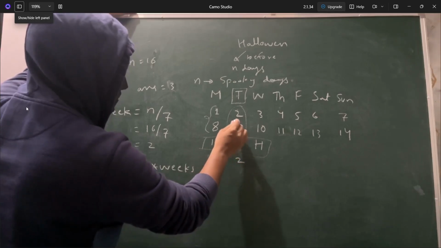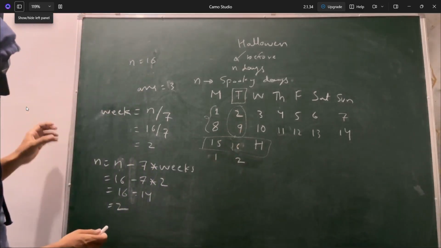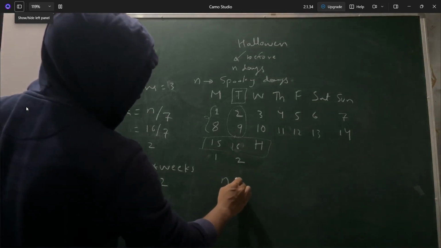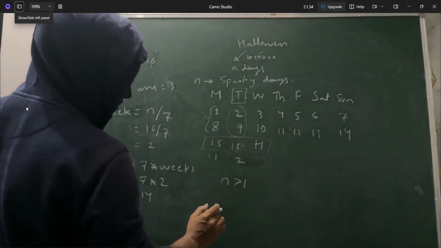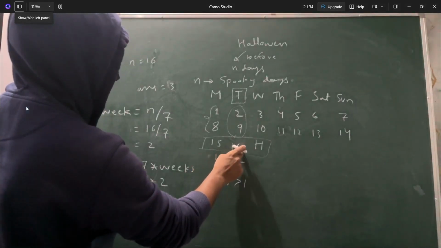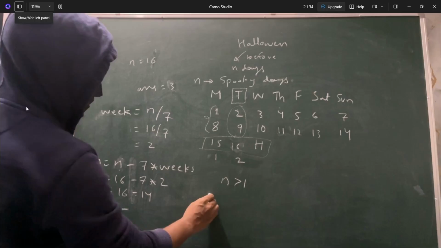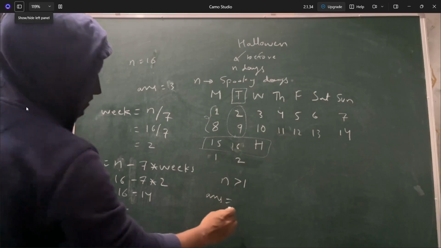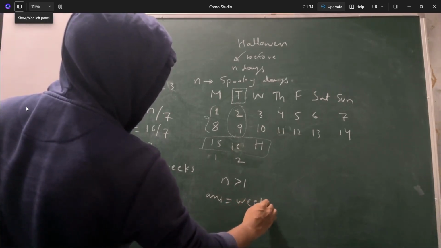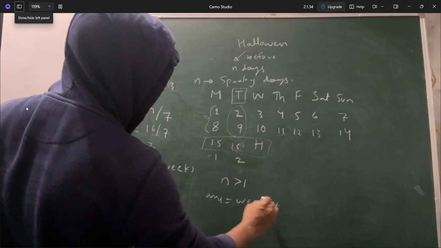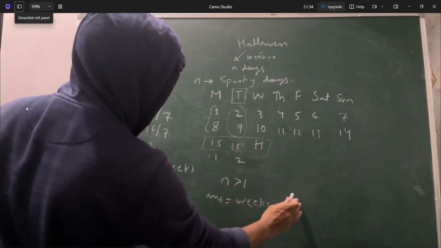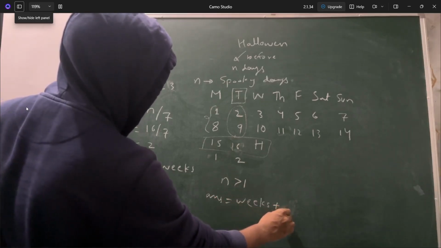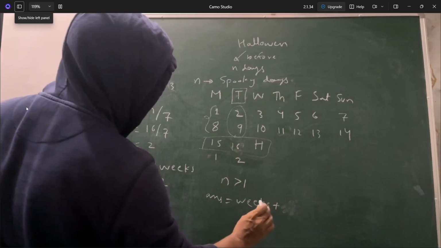Since he has visited one more time, our answer will be, after doing this operation, when your n is greater than 1, which means one more time you'll be visiting this restaurant, so your answer will be increased by 1. Before that, your answer will be the weeks you have got, plus this n at the end. I mean, when n is greater than 1, you'll be adding plus 1, or else you'll not be adding.